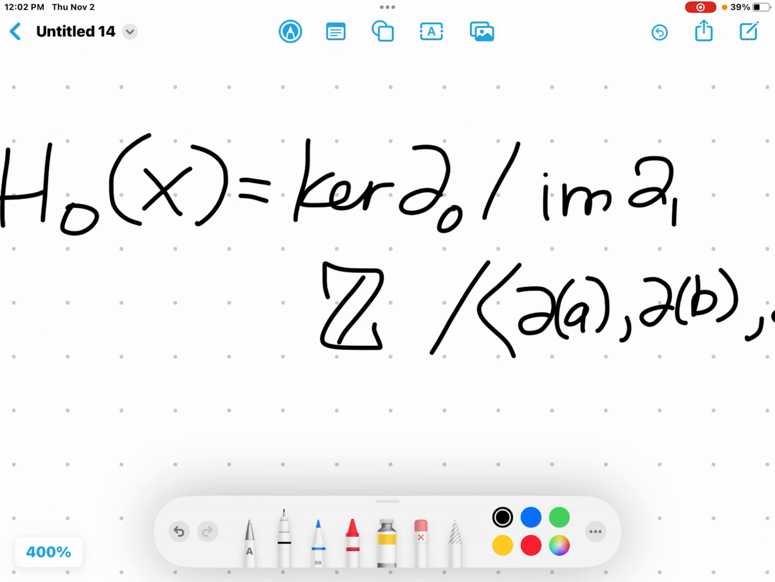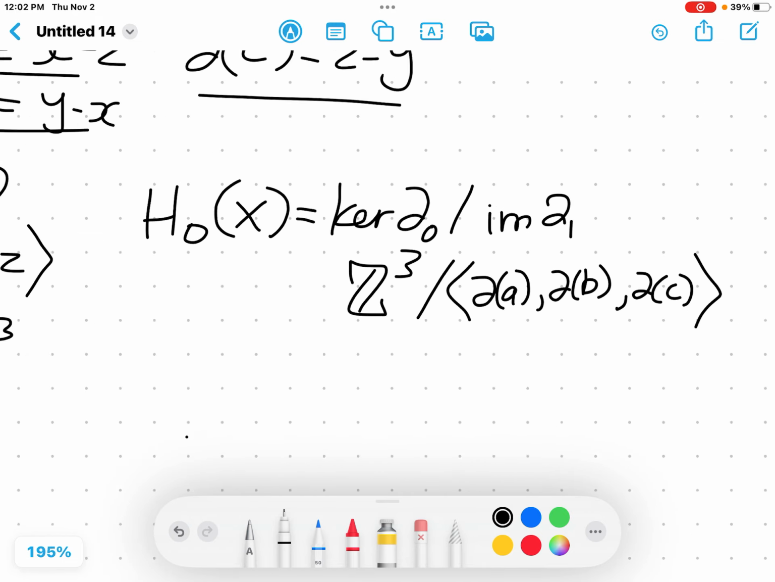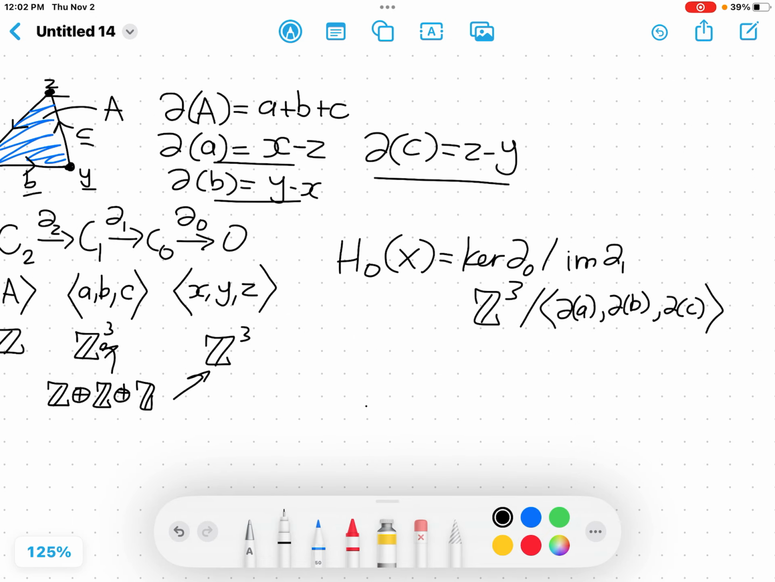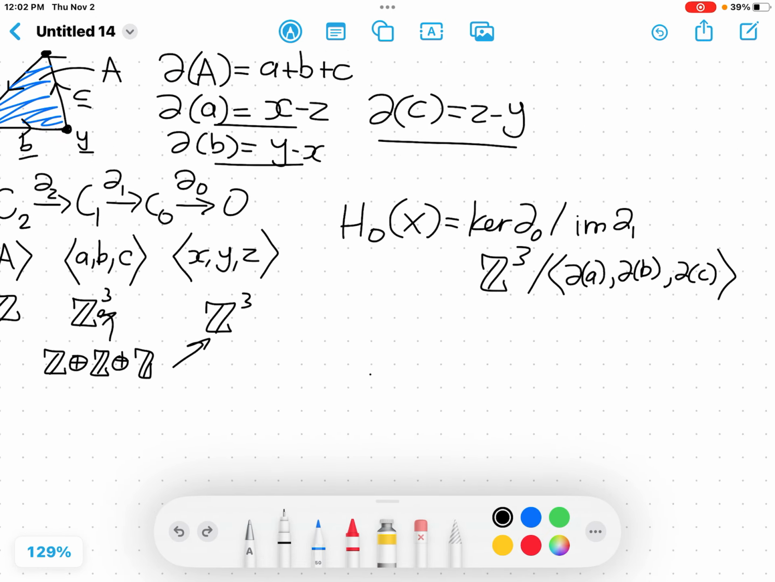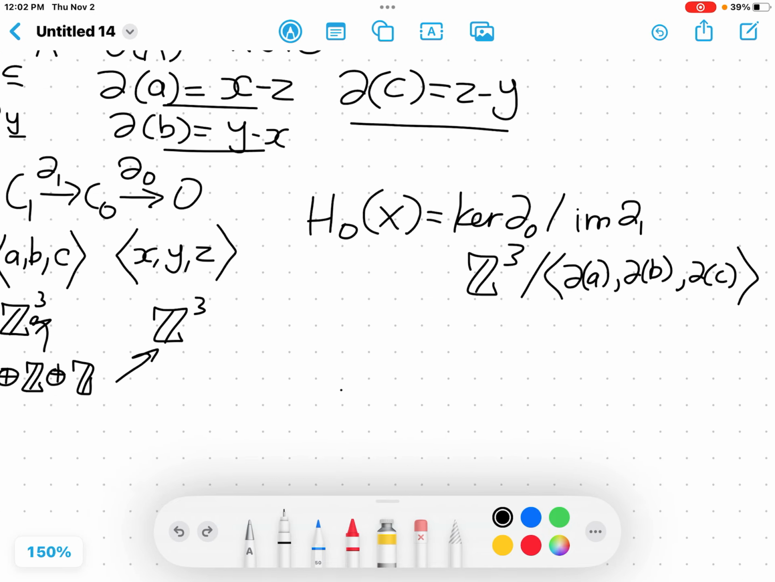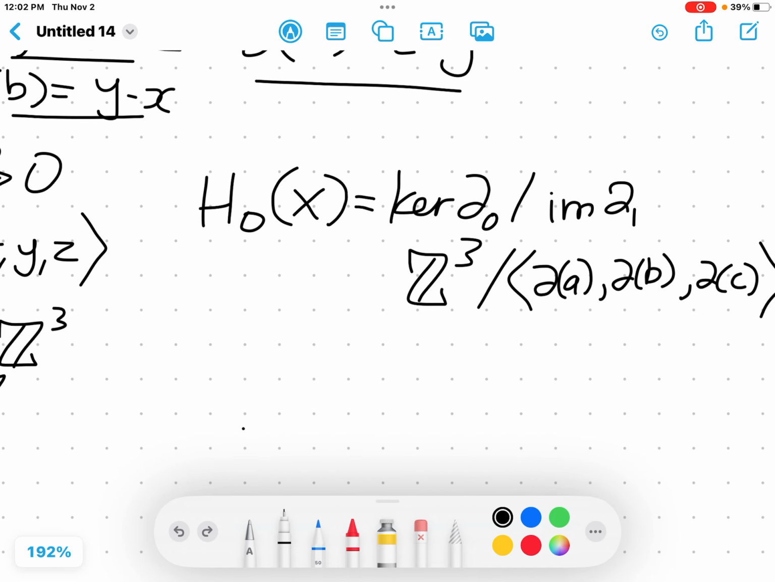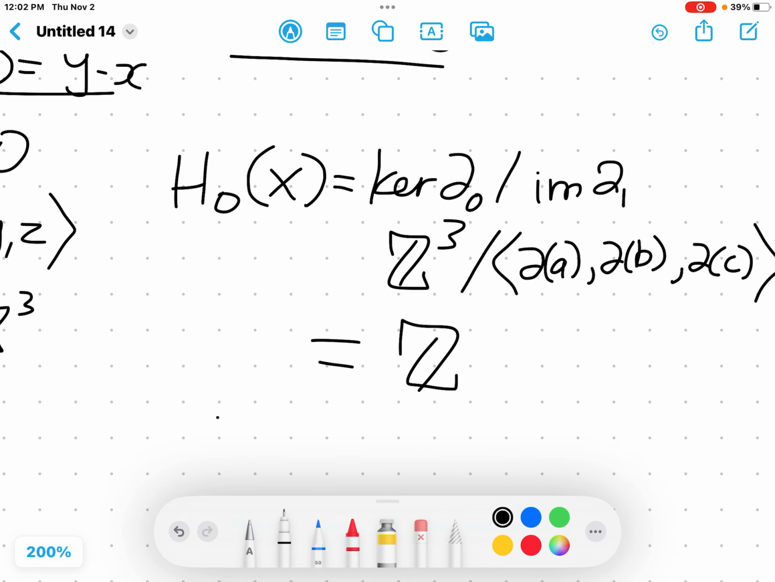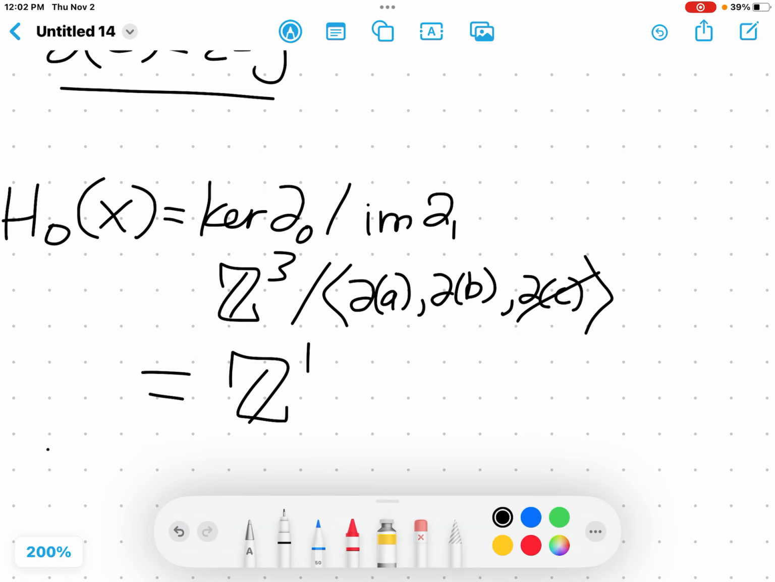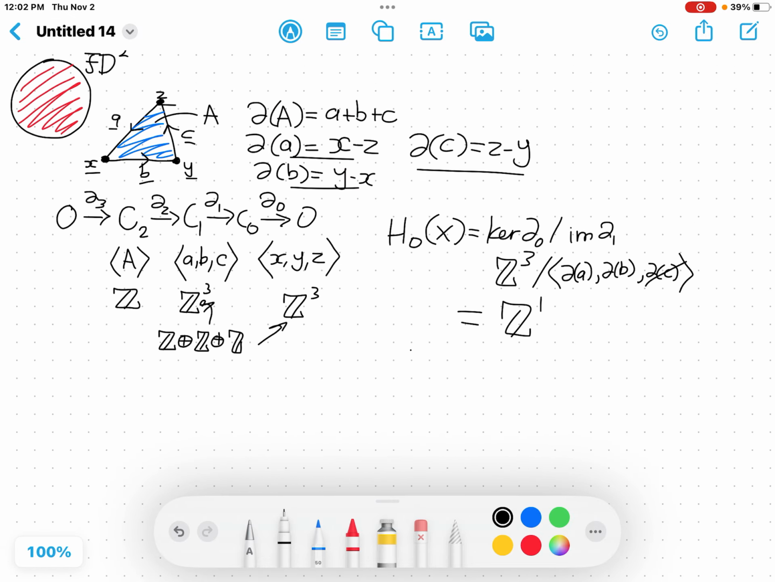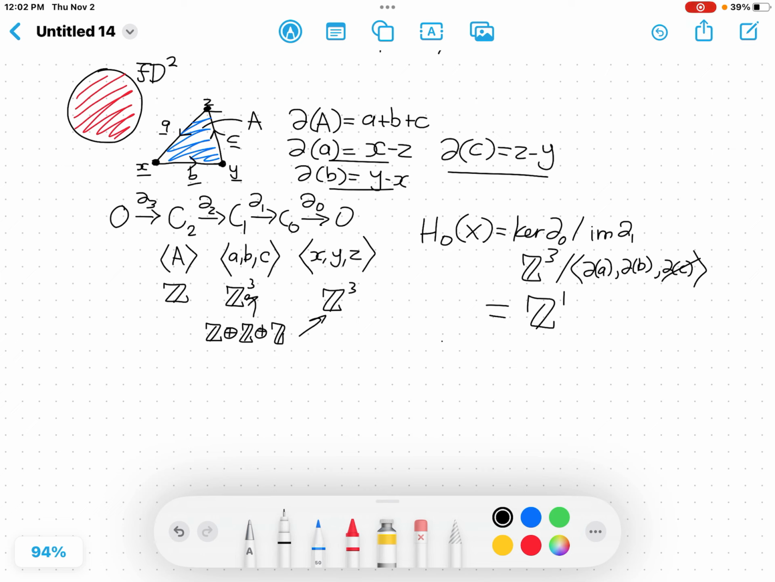This is a bit weird. Okay, this is Z3. And one of these guys should go off to 0, I suppose. And then this is supposed to give me Z1 because of course it's a path connected space. So that would just become Z2, no, Z1. And then something here vanishes. So that's the zeroth homology group.